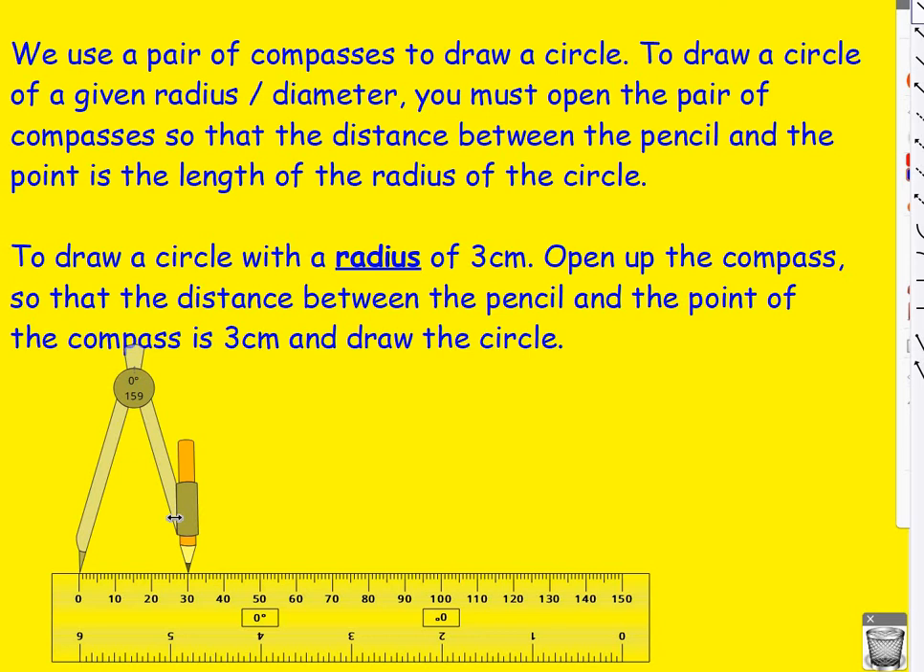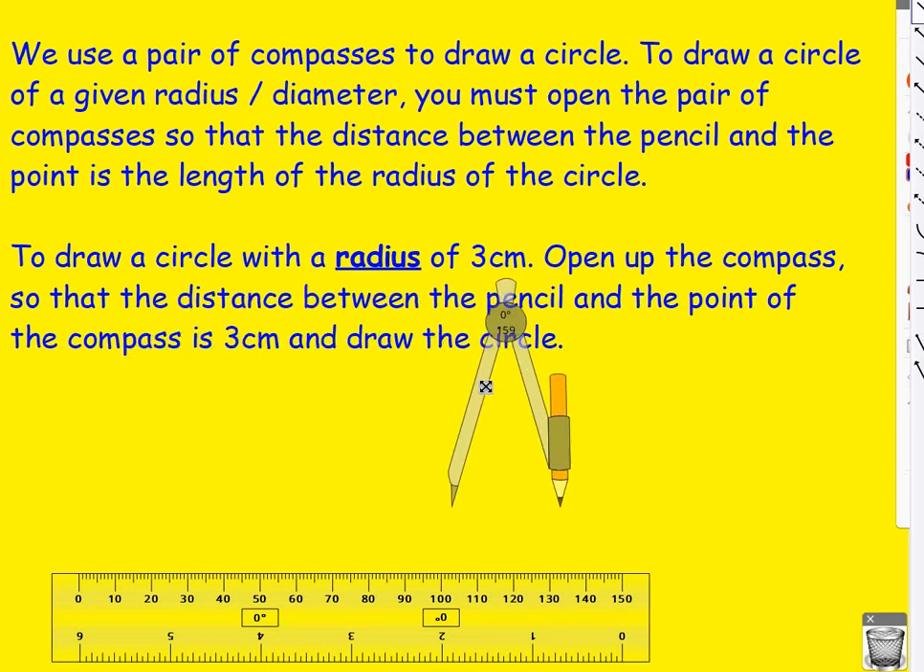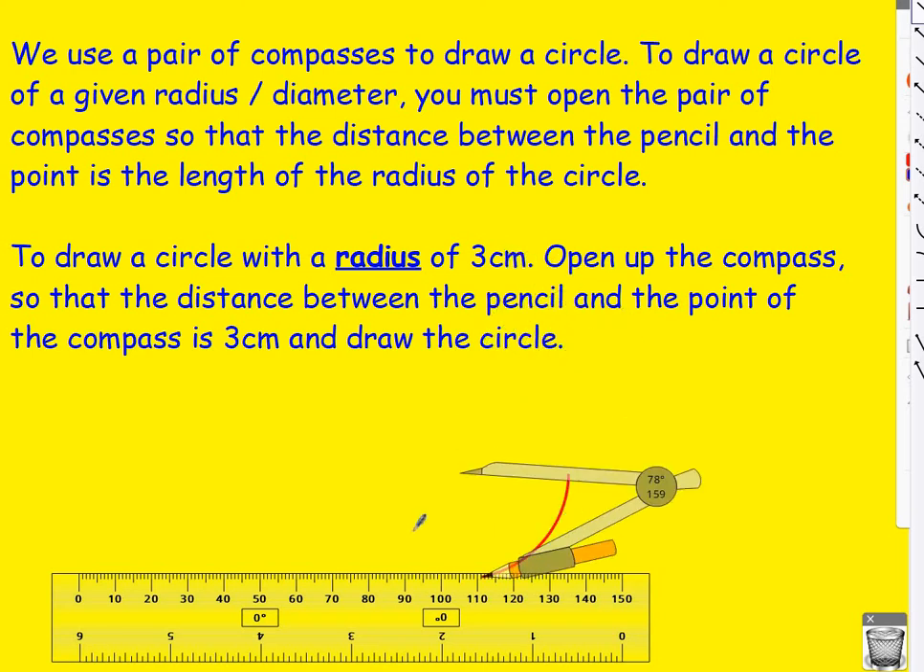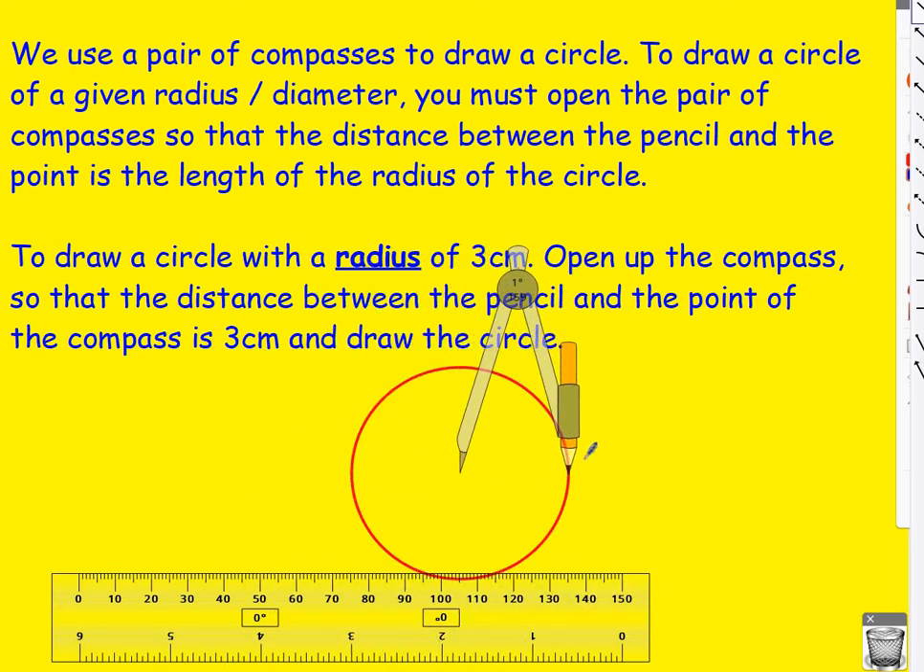I know it says 30 on the ruler, that's marked in millimetres, so that's an opening of 3 centimetres. Once you've got your compass open to the width of the radius, then we just need to draw the circle. There we go. So that is a circle with a radius of 3 centimetres. The distance from the centre of the circle to the circumference in any direction would be 3 centimetres. So you open up the compass to the width, or the length, of the radius.